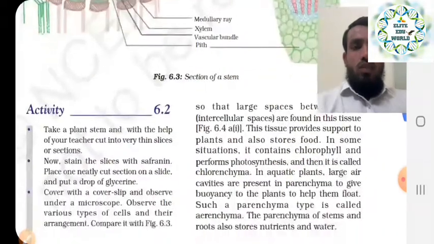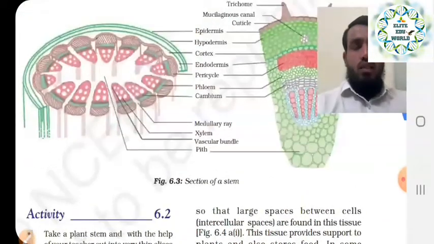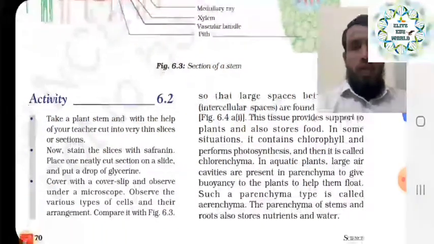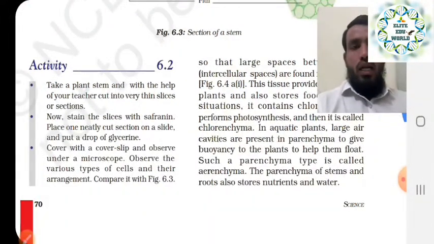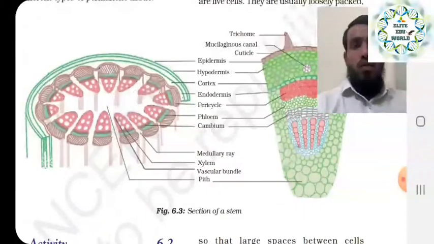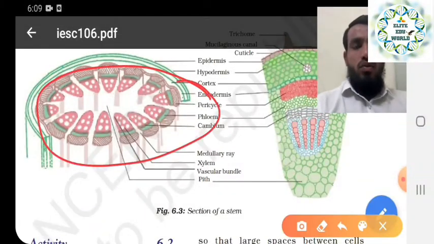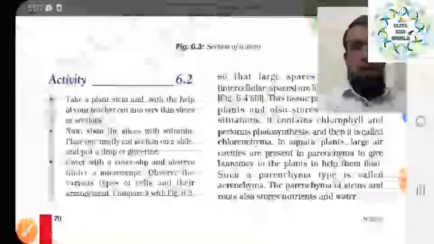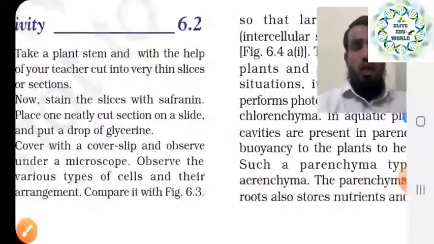So now, how can we get this kind of slide? Is this very clear, are we having this activity? How can we prepare a slide like this? Actually, this is a section of the plant seen under the microscope. This is the microscopic view of the stem of the plant. If you cut the stem and look at it under the microscope, it will look like this. So this activity will make it clear how you can do it.